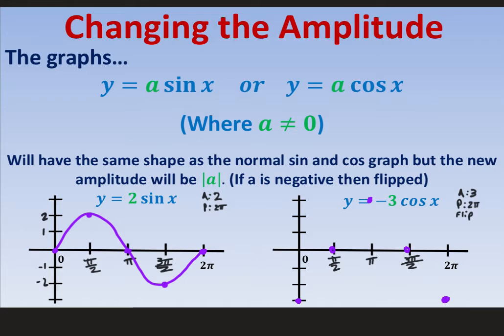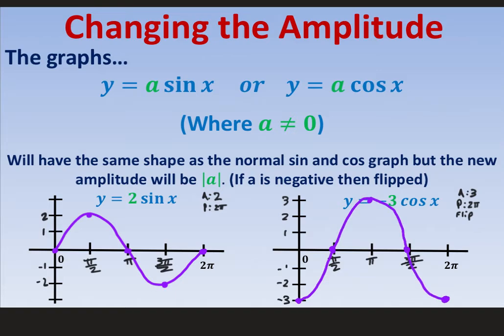I actually forgot to label my y-axis. So let's go 1, 2, 3, -1, -2, -3. Now this is just our cosine graph, but it's flipped because of that -3, and then it's an amplitude of 3, so a height of 3. So it goes up way higher and down way lower than it normally would.